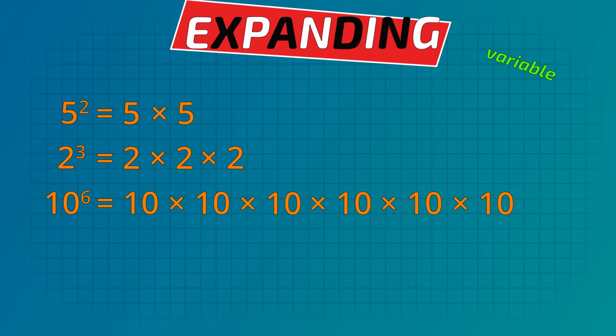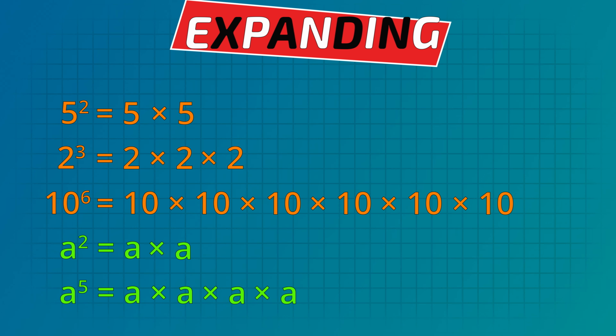In maths, variables, that is letters, are used to represent numbers that are unknown, but the same rules apply to numbers and variables. We can use any letter as the variable. Here, let's use the letter a. In the exponential form, we write a squared. In the expanded form, we write a times a. a to the exponent of 5 is a times a times a times a times a.